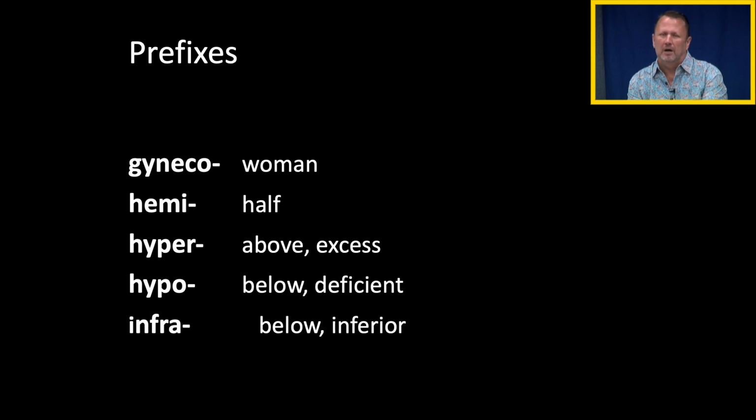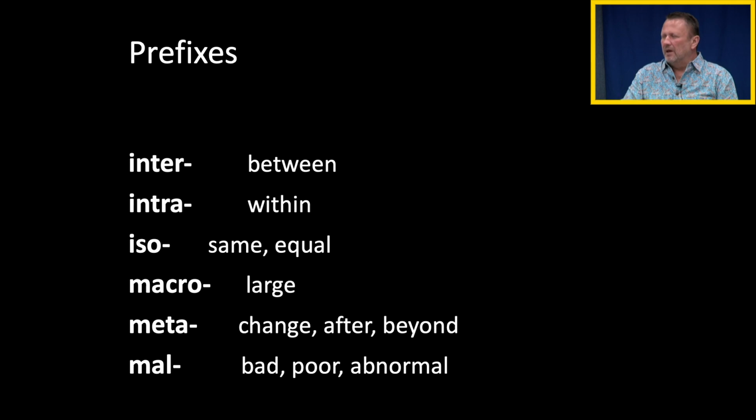And so infra means below, like we talked about infraorbital, below your eyes. And so your cheeks, you have these big bones. And this is the infraorbital region that goes to these cheekbones. Inter means in between something, between two things. Intra means within one thing. So an interstate runs between two states, and intrastate is within the state.